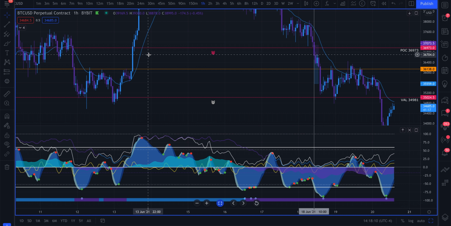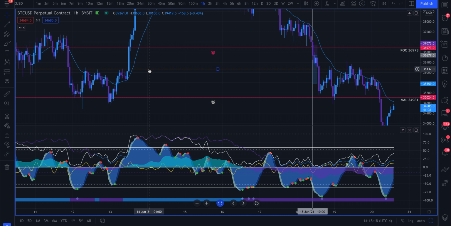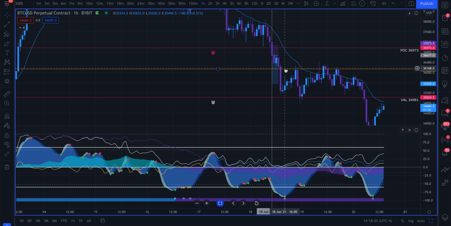And we can see that really, from our entry, there really is no support or resistance until we come down to right here, 36,137. So this would be our first take profit level.